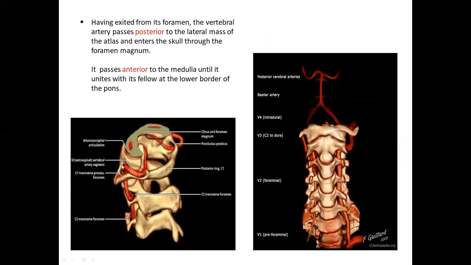When it exits from the transverse foramen of C1, it passes posterior to its lateral masses. Then it continues through the foramen magnum to enter the skull and runs anterior to the medulla, where it unites with the vertebral artery of the other side at the lower border of the pons, forming the basilar artery. This picture clearly shows the difference in caliber between the right and left vertebral arteries, because we said the left is dominant in 80% of people.